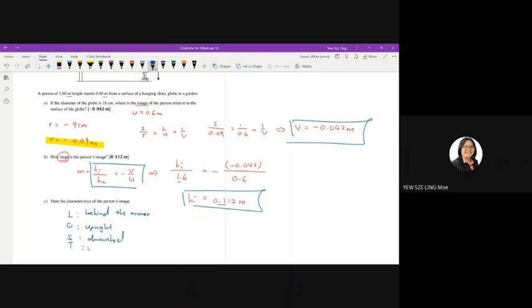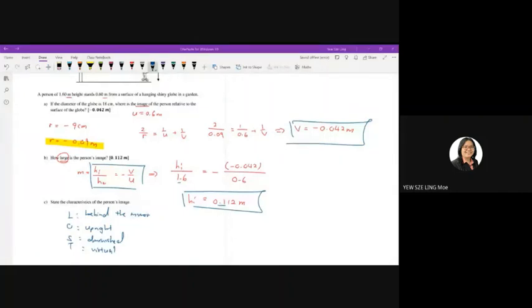And then the type of the image is virtual. Why virtual? Because negative V. Now you see, by looking at all these values, I'm able to identify the characteristics of the image, the LOST of the image. So one minute for you to write it down. Then we will discuss question 5 quickly. I'm going to finish off the exercise for 7.1, and after that, I will let you go.